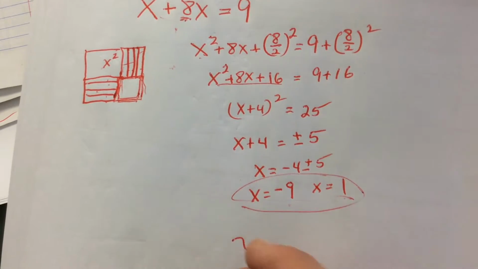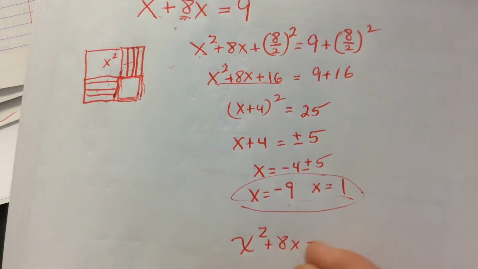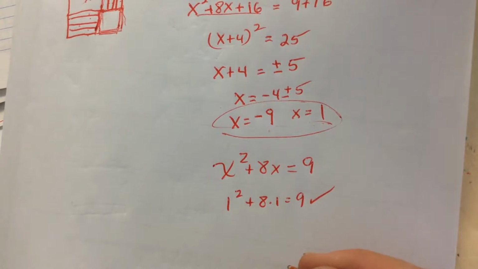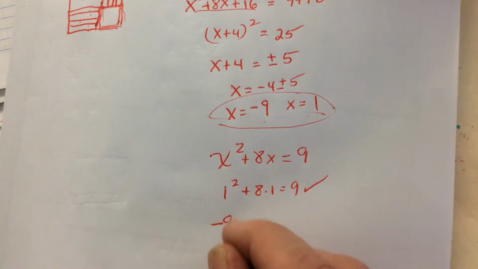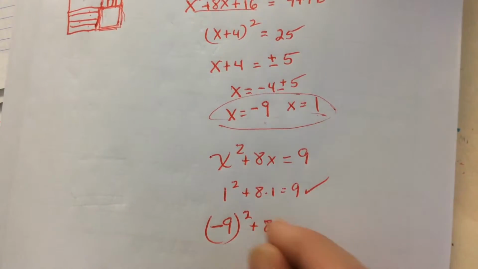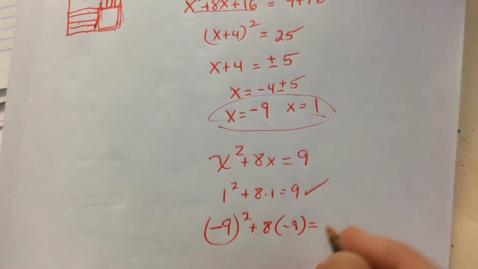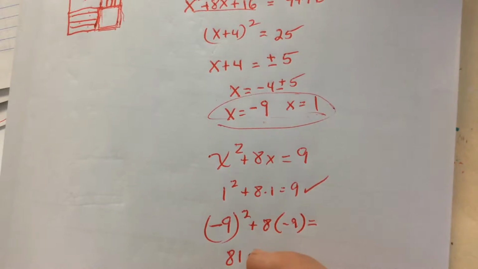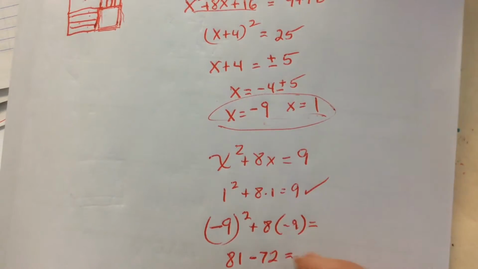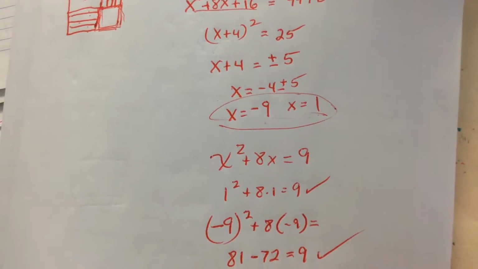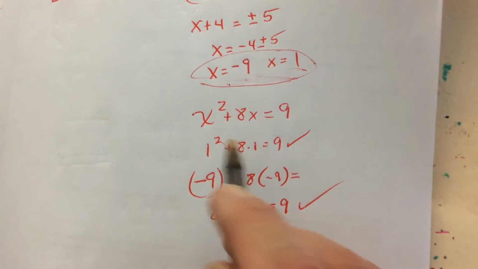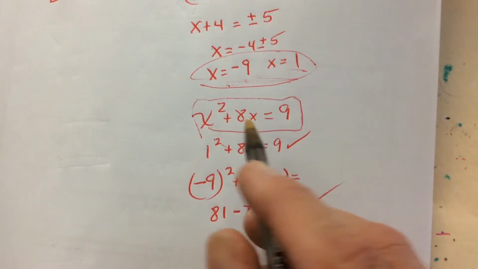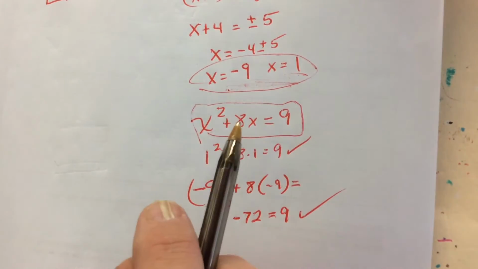So, for example, here's x squared plus 8x equals 9. If I plug in 1, what happens? This is 1 squared plus 8 times 1 is equal to 9. That works. And what happens if I plug in negative 9? Negative 9 squared plus 8 times negative 9 equals, this is 81, this is minus 72, that equals 9, so that works too. So these two right here are the solutions to this. This process is called completing the square.